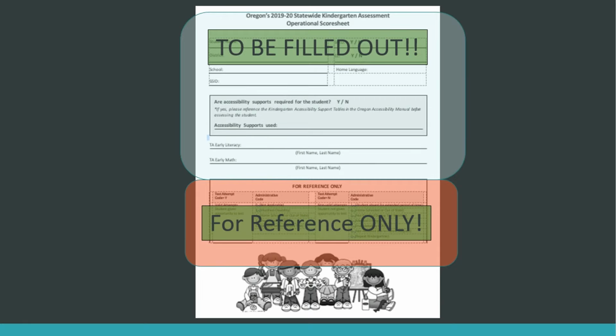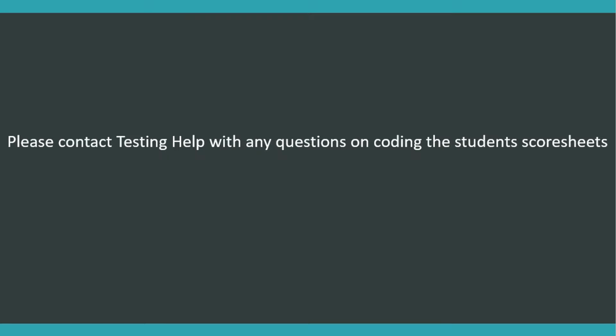As a reminder, the first 3 sections need to be fully and properly filled out. The test and administrative code section is for reference only. Please contact testing help with any questions.